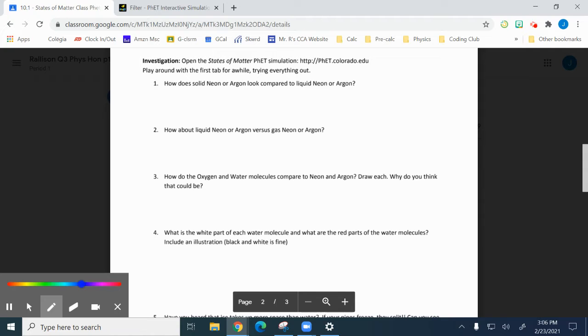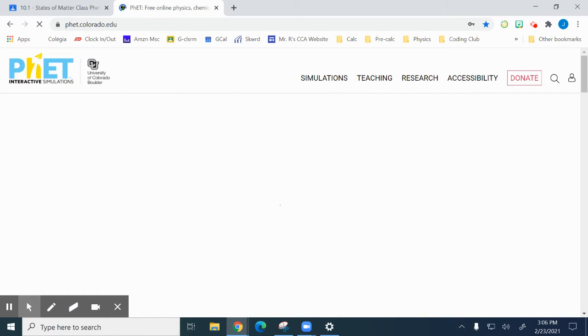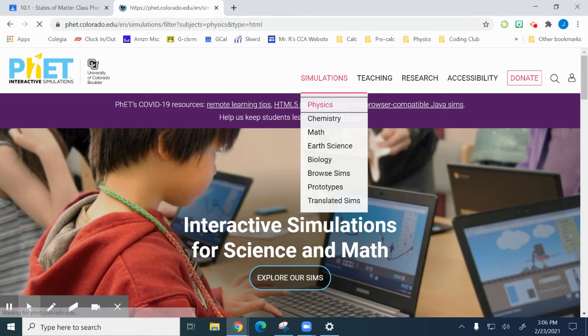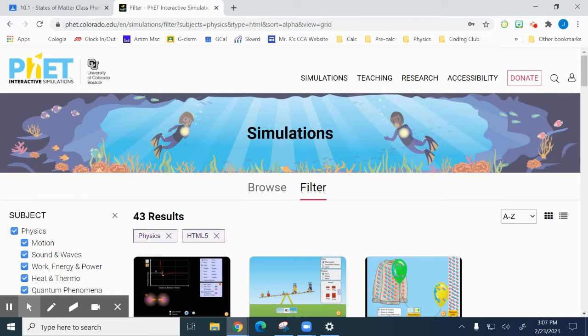So you got to go to PhET, you got to go there, and you're going to look. So I went there already. Here, we'll go back there. So you're going to go here. That's the PhET lab, and you're going to go to simulations and physics. And then you're going to scroll down.